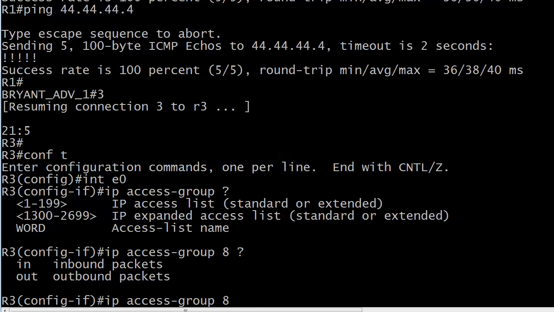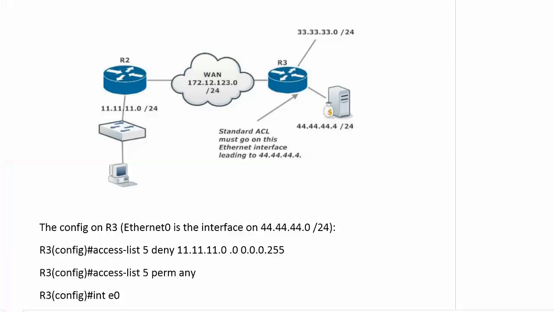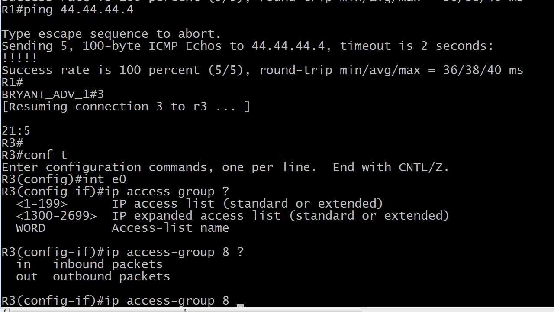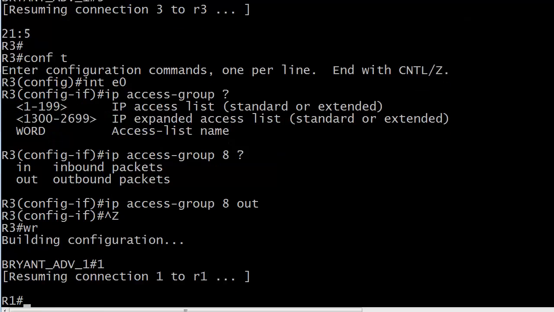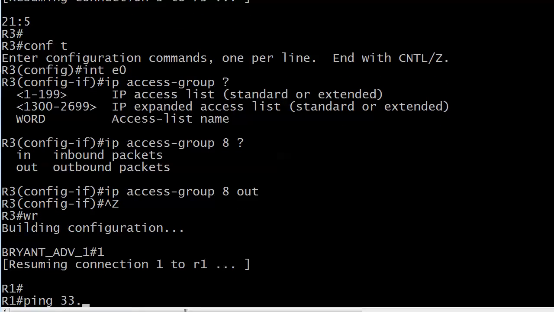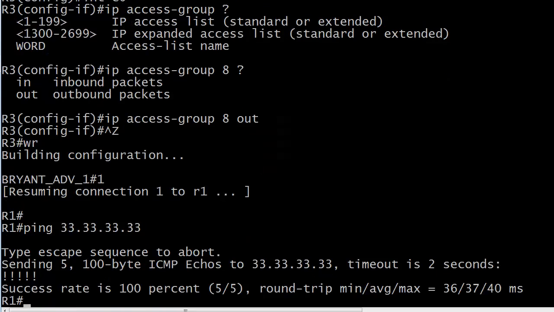And here's our last decision, inbound or outbound. How are we filtering it on this Ethernet interface? We're filtering it as it goes out, because that's how it's going to get to that particular subnet. That's the way we've got to do it. So let's go ahead and do an out there. And now let's send some pings over.